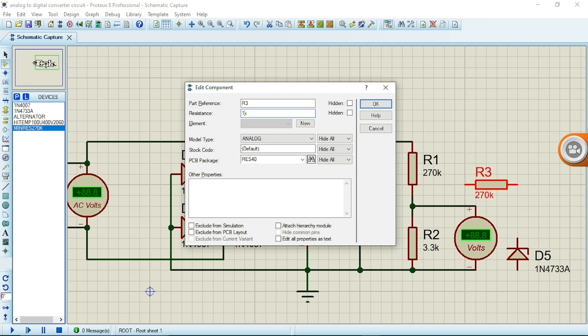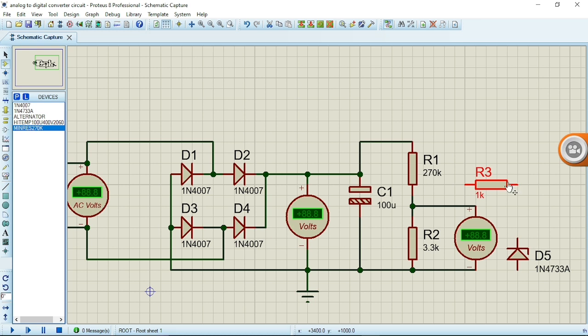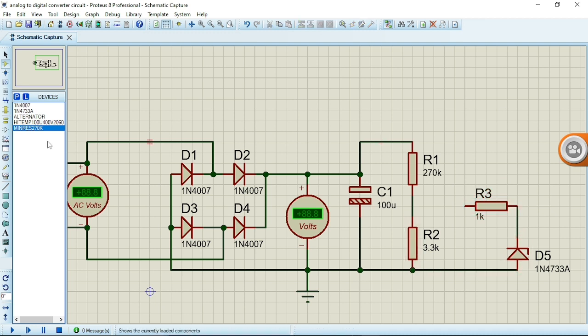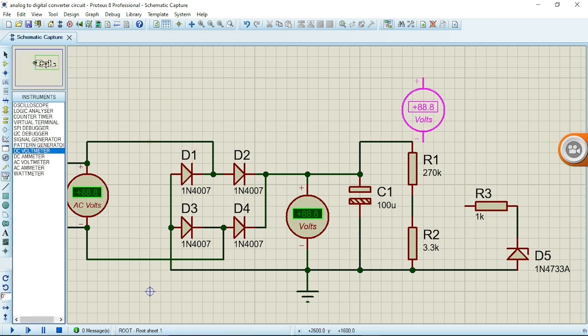But if you are building this kind of circuit, you should make sure the resistor is more than 1k ohms. You start from 1k, 2k, or any resistor like that. So I'm using 1k right here. And so let me just use my voltmeter here.